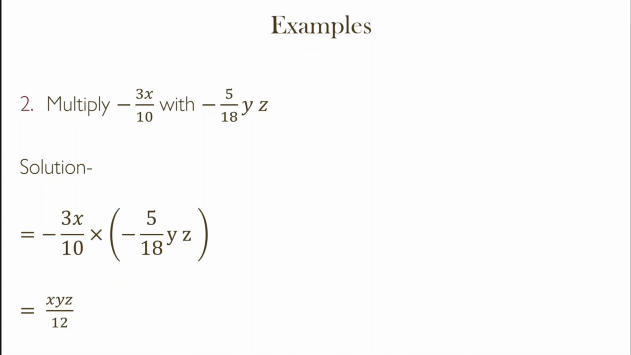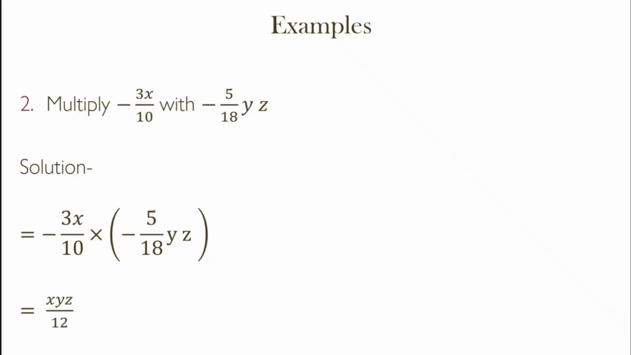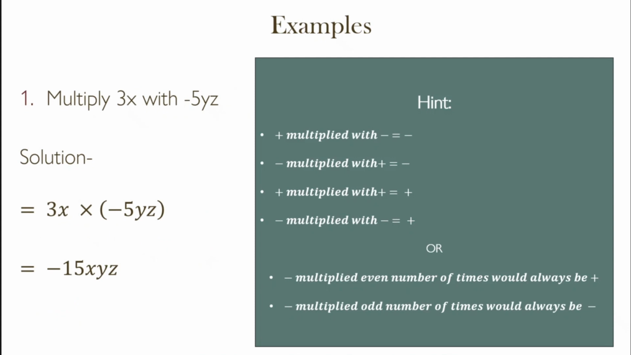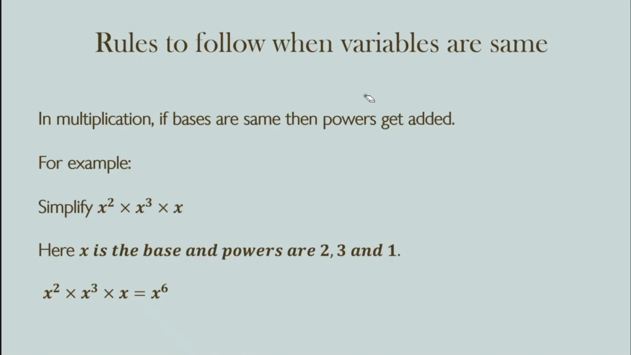Now let's learn something more about it. Till now we have learned that when the variables were different, we were simply writing them together. Now the case is when the variables are the same, how will we multiply them? Please remember, in multiplication, if the variables are the same, or we can say if the bases are the same, then powers get added. What do I mean by it?